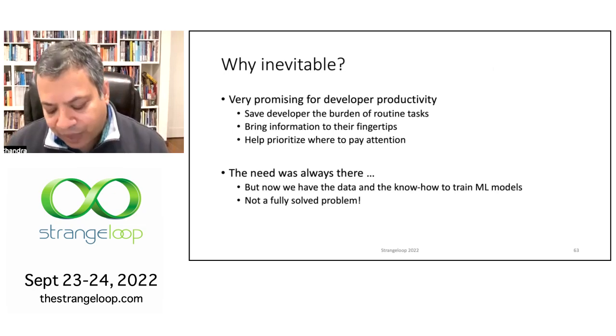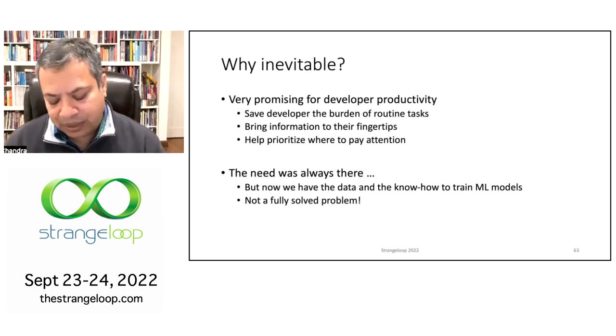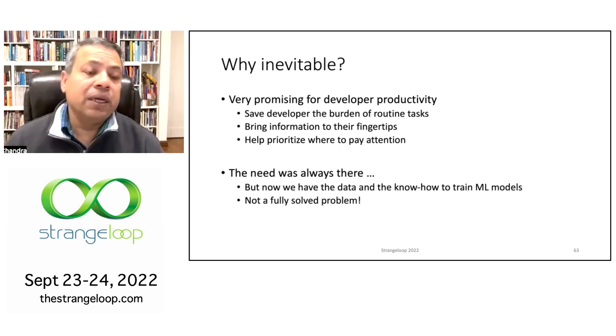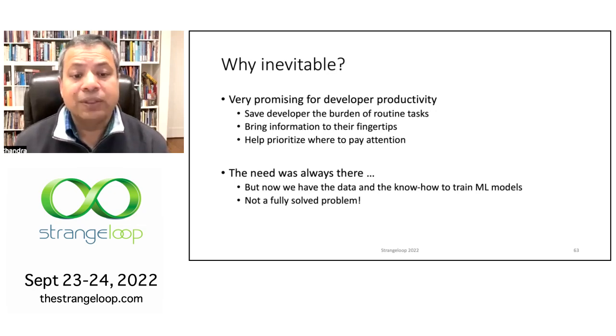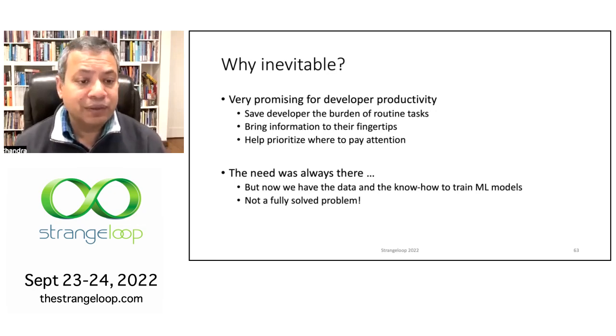And then there is the point of why inevitable. What has been shown is that many of these tools actually do impact developer productivity. And you can relate to that intuitively, right? It saves developers the burden of routine tasks. It helps them find information they need. It helps to prioritize their attention, and so on and so forth. So I would say that the need for these kinds of tools always was there. It's just that we didn't have the scale of data and the ML know-how to really build models of these kinds. But now we do. Now we have that know-how.